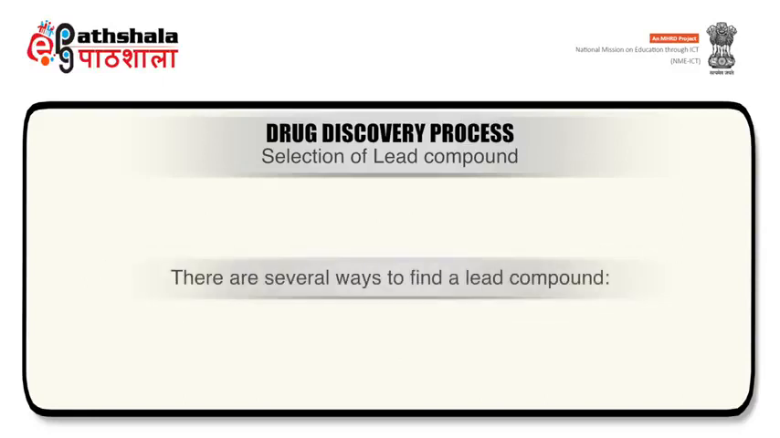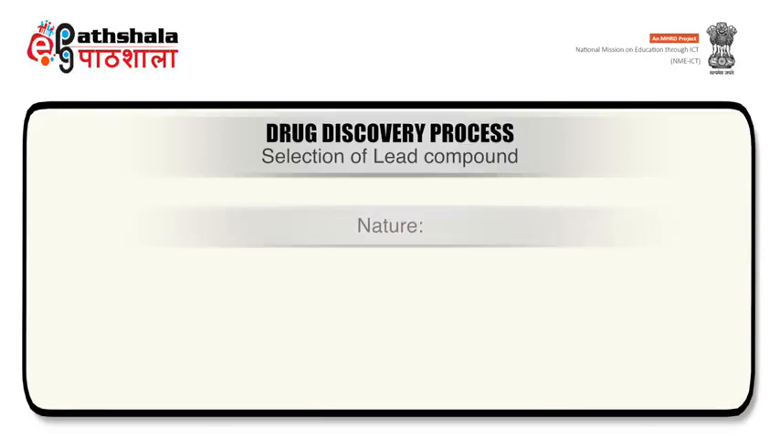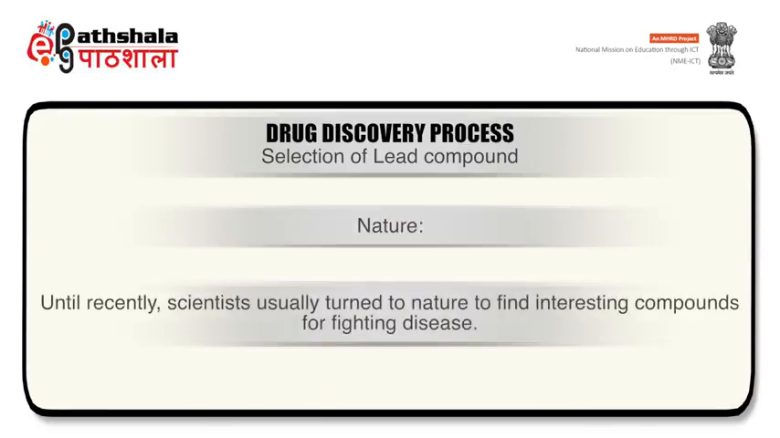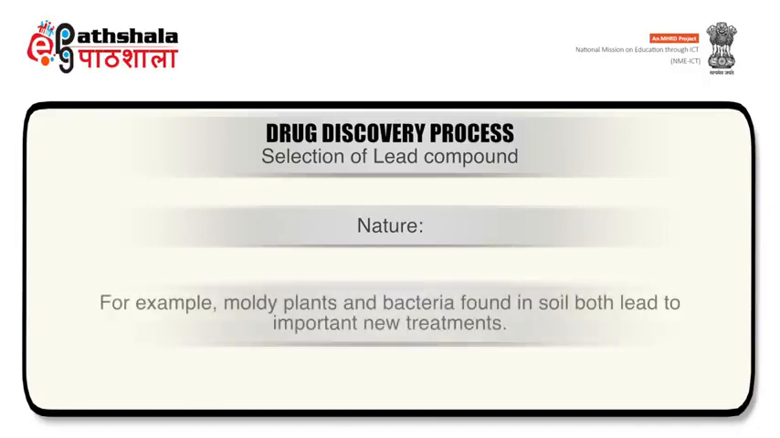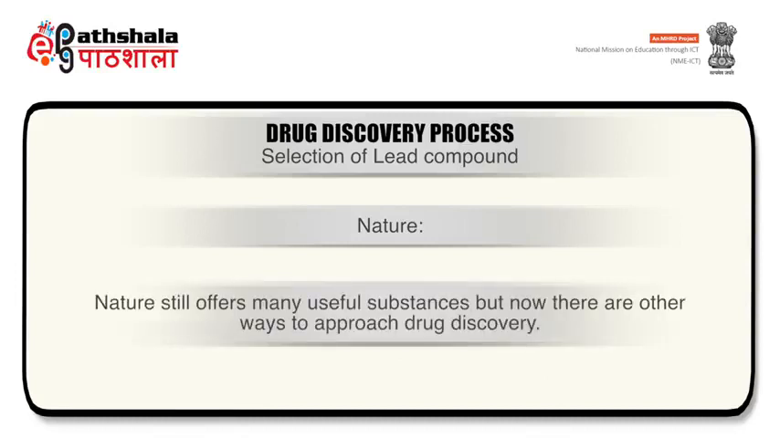There are several ways to find a lead compound. The first one is nature. Until recently, scientists usually turned to nature to find interesting compounds for fighting disease. For example, moldy plants and bacteria found in soil both led to important new treatments. Nature still offers many useful substances, but now there are other ways to approach drug discovery.